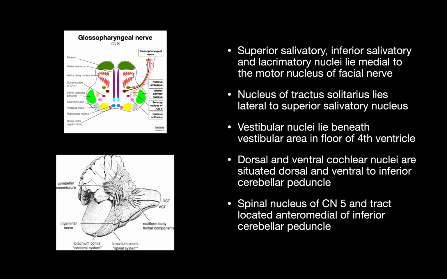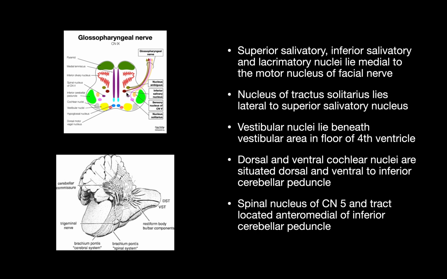Okay, so the superior salivatory, inferior salivatory, and lacrimatory nuclei will lie medial to the motor nucleus of the facial nerve. So you've got to find the looping of the nerve. So if you find the curving of the facial nerve, medial to it, so more towards the center, would be the main salivatory and lacrimatory nuclei.